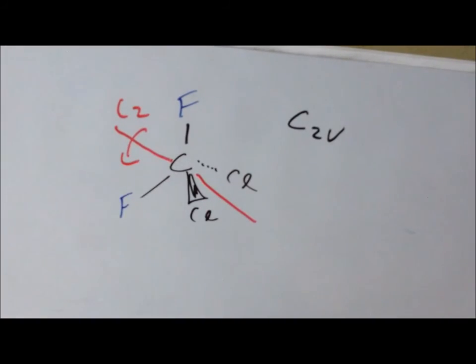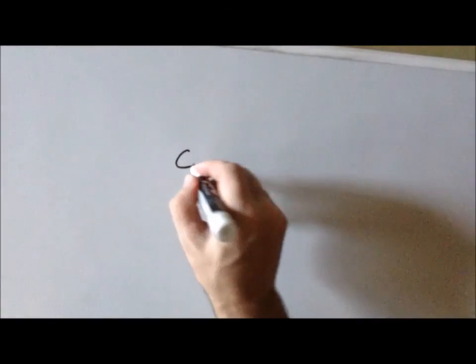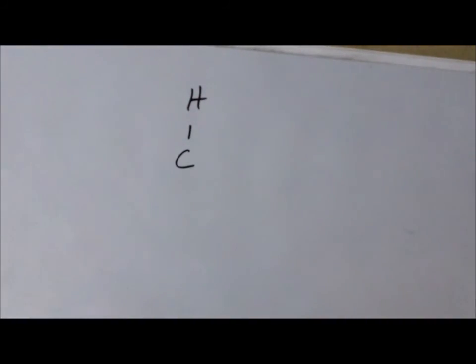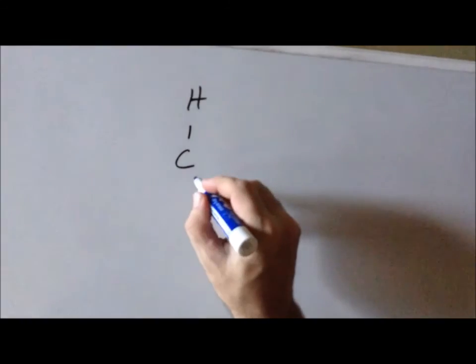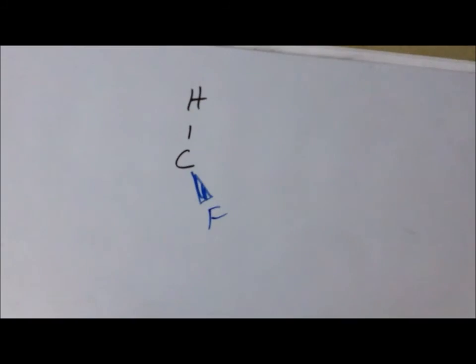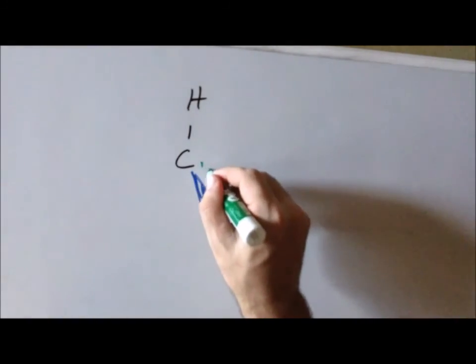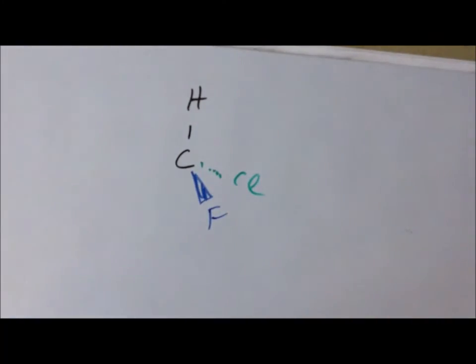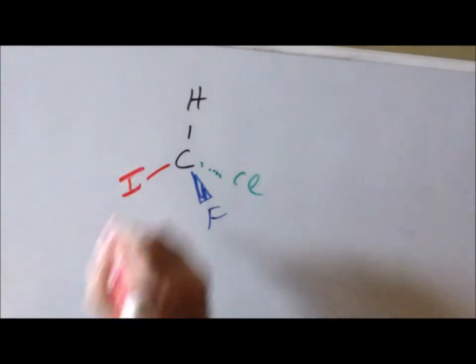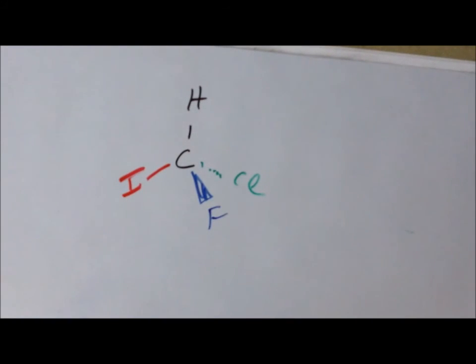Last but not least, let's take a look at one more substitution pattern and see if we can classify it. So we start off with carbon. Let me have a hydrogen here. Fluorine in front. Chlorine in back. And then an iodine over here. So we have chlorofluoroiodomethane. And we want to see what symmetry elements this particular molecule has.